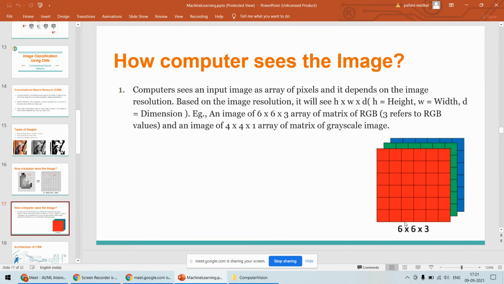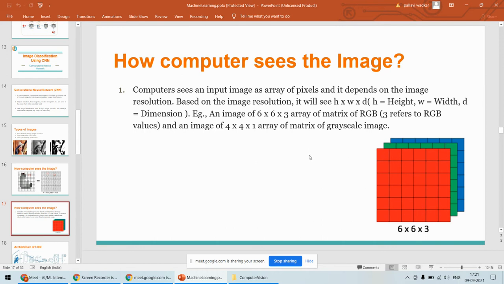Now, as you can see here, it is 6 by 6, six rows and six columns. That means 36 pixels are there in this image, and every pixel has three different values: red, green, and blue. So every pixel will have some R value, some green value, and some blue value.